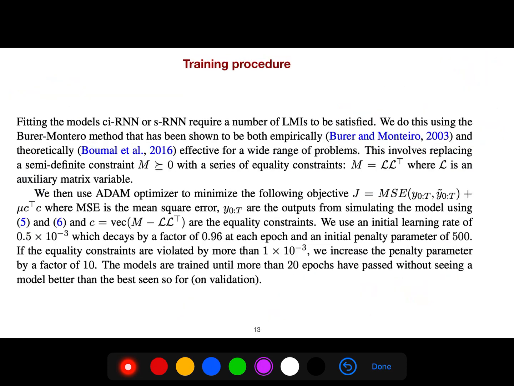So everything is now ready for the optimizer. For example, they use the Adam optimizer to minimize the cost. Their cost is just the one they use for system identification or anything in natural language processing, plus another term. They designed the C to be this one, which are equality constraints. So we use an initial learning rate which decays by a factor of 0.96 at each epoch.